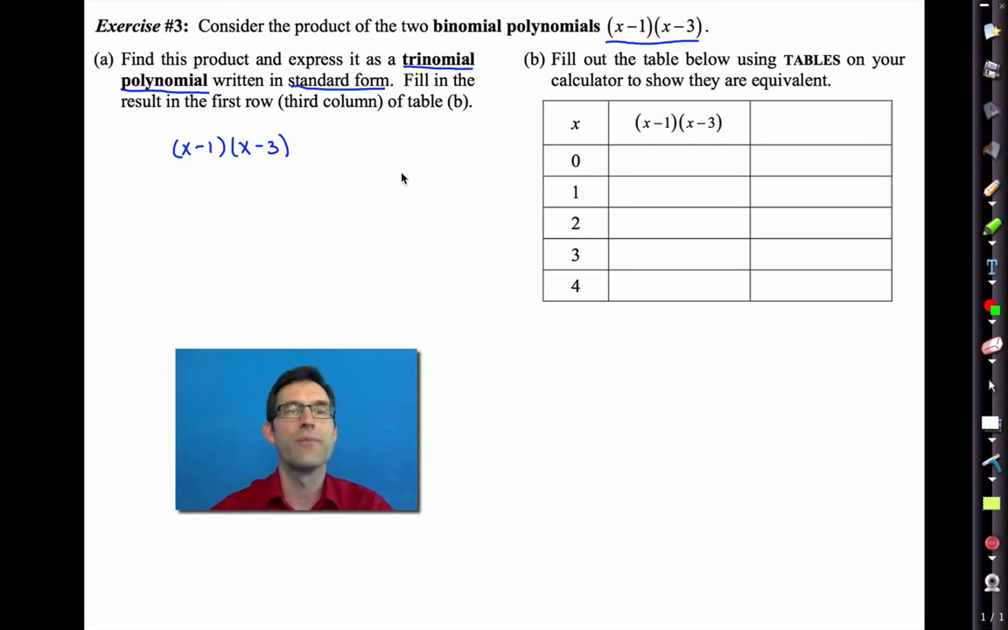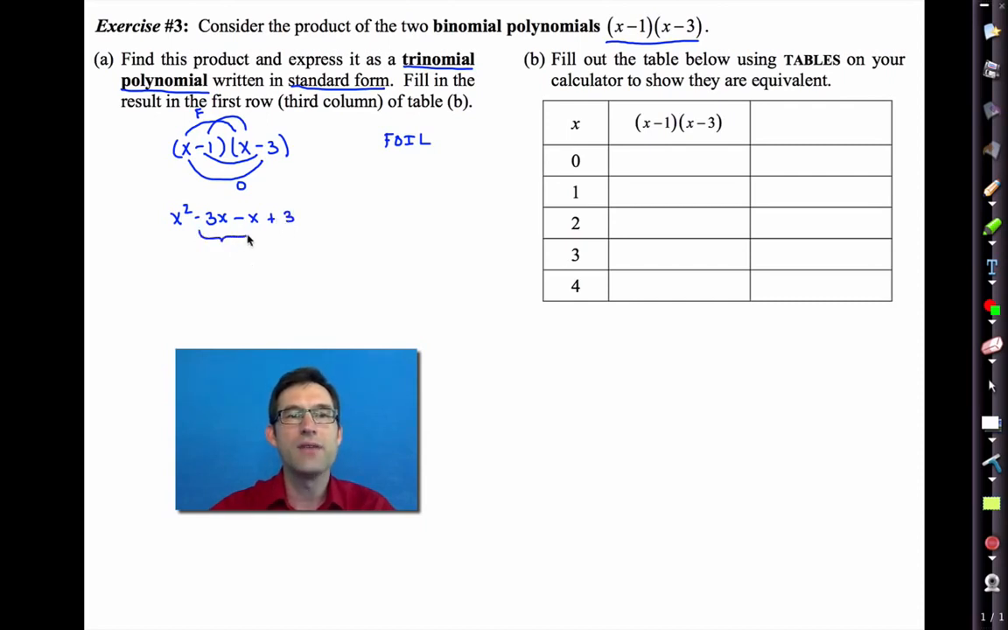All right, let's go through it. So which way should we go? I'm going to go with foiling for right now, all right? And watch how you'll see something that probably many of your teachers do. Here's my first two terms. X times x gives me x squared. Let me label that with a little f for first. Then here are my outer terms. X times negative 3 is negative 3x. That's my outer. Here are my inner two terms. Negative 1 times x is negative x. And here are my last two terms. Negative 1 times negative 3 is positive 3.